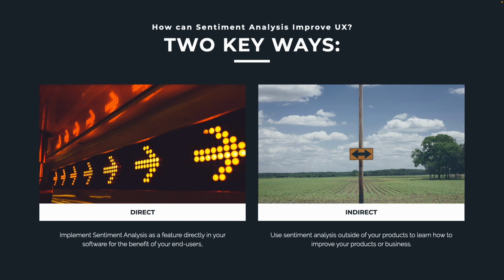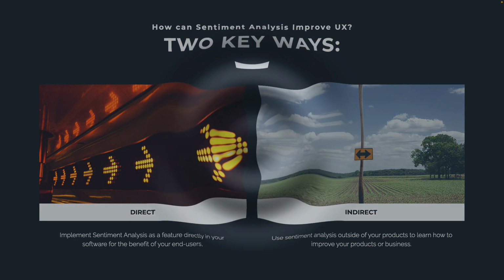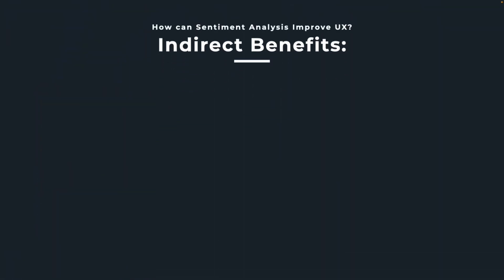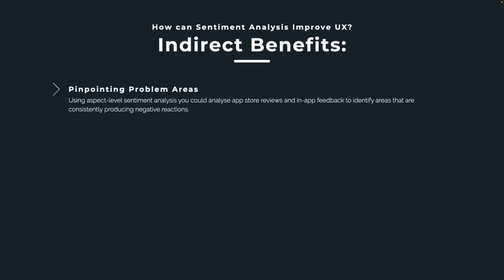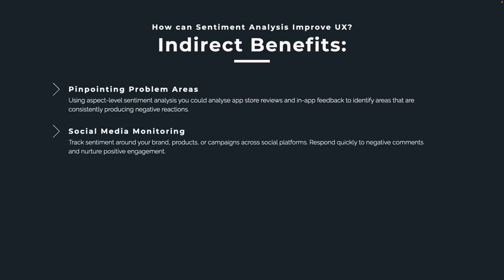Indirect is all about using sentiment analysis outside of your products to ultimately learn how to improve your products or business. And there's lots of ways in which we can do indirect sentiment analysis to improve UX. So one example is pinpointing problem areas. So you can use aspect level sentiment analysis to analyze App Store reviews or in-app feedback and try and work out what areas consistently get negative reactions. Very similar, you could use sentiment analysis to do social media monitoring around your brand or products or business and quickly respond to negative comments.